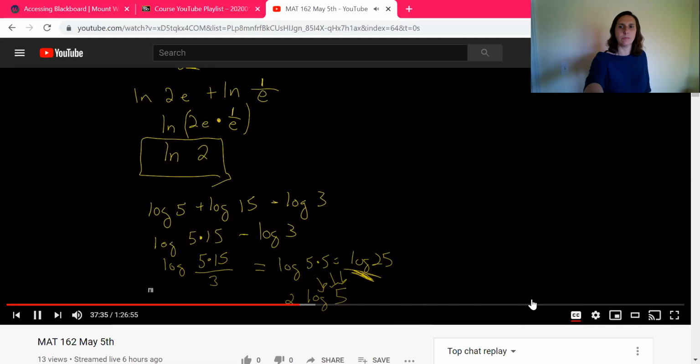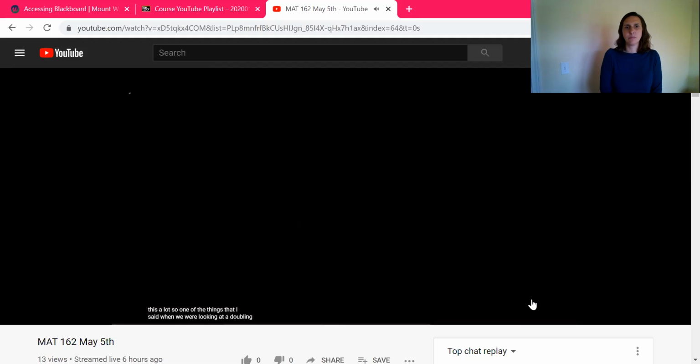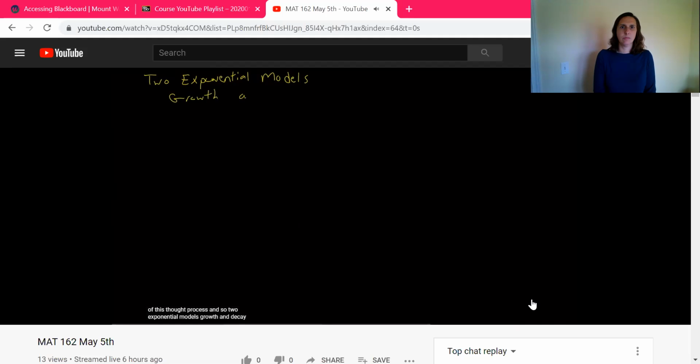And I actually think I'll use a model for it, because I use this a lot. So one of the things that I said when we were looking at a doubling model, and I'll actually do radiation, I'll actually do 2 exponential models. I'll compare 2 exponential models that are similar, and we can see the utility of this thought process. And so 2 exponential models: growth and decay.